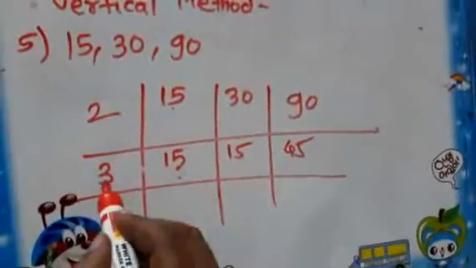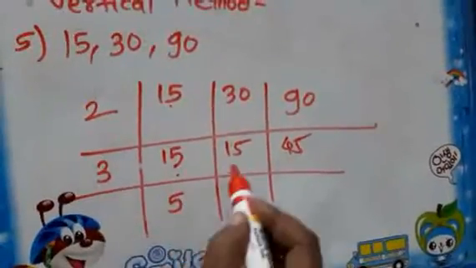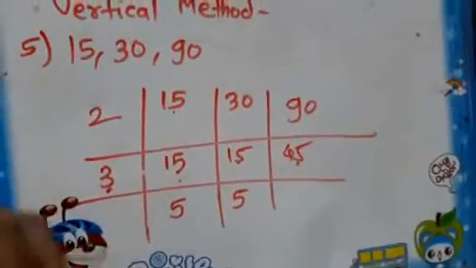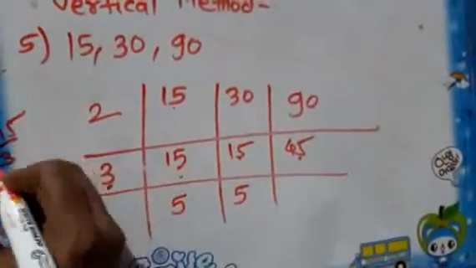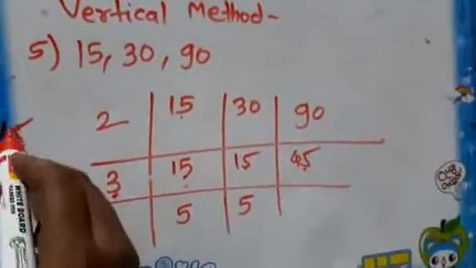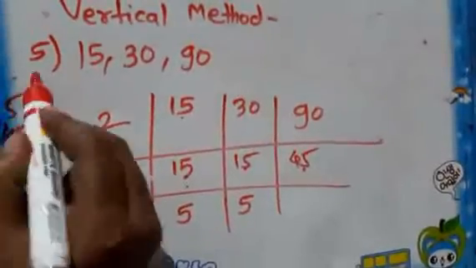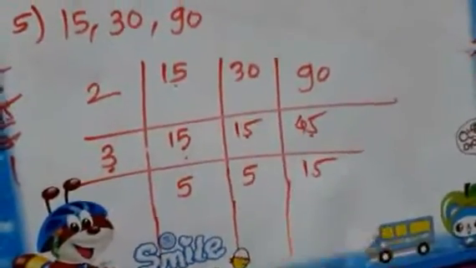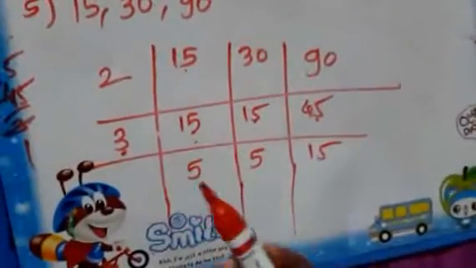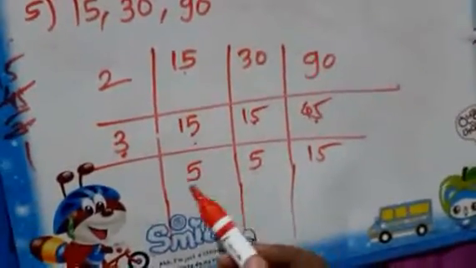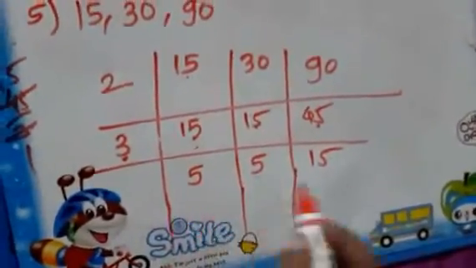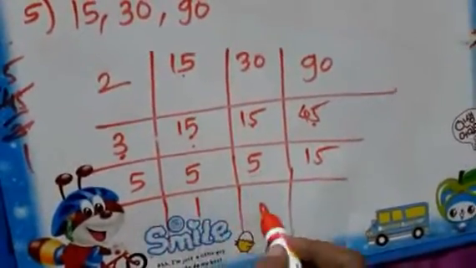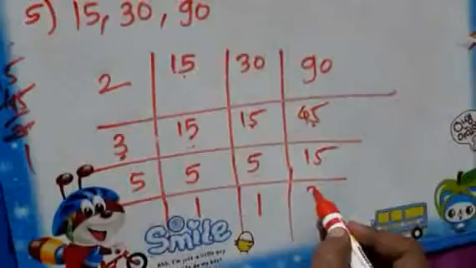So 15 divided by 3, it will be 5. 15 divided by 3, it will be 5. 45 divided by 3. 3 1s are 3, 1 will remain, 15. So 3 5s are 15. Again here it will be 15. Now we can't take 3 because here 2 times 5 is there. So we have to go for 5. 5 divided by 5 is 1. 5 divided by 5 is 1. 15 divided by 5 is 3.